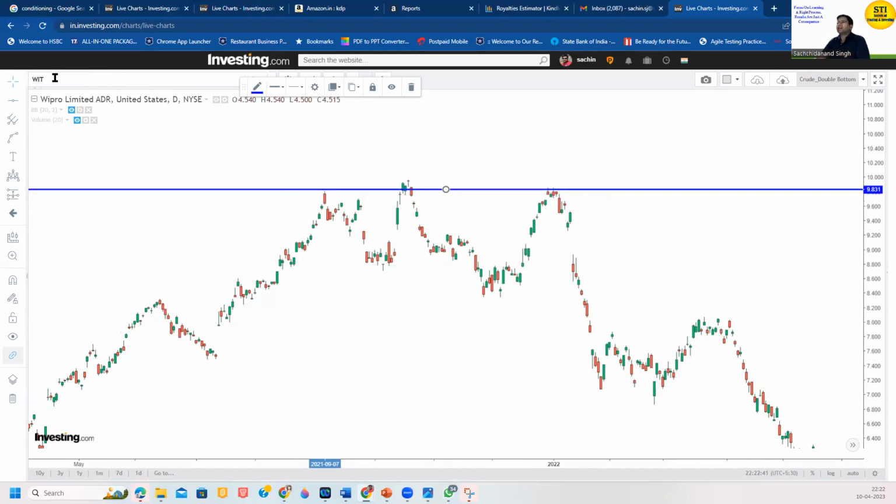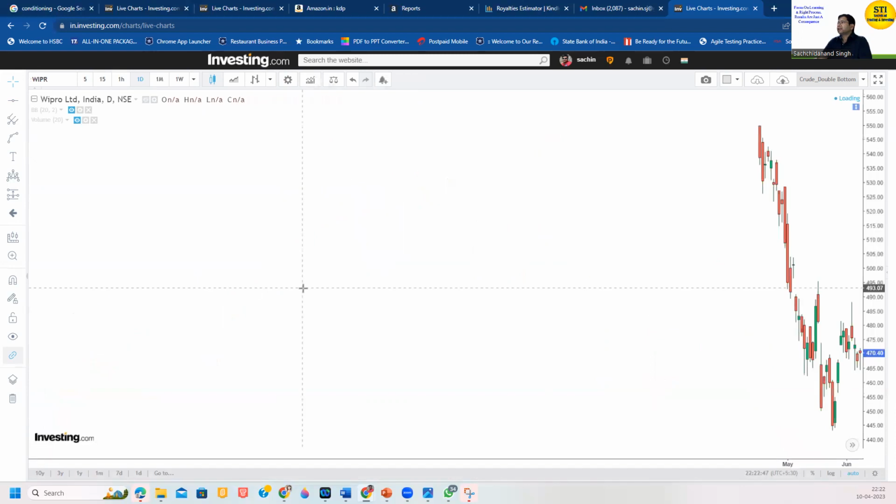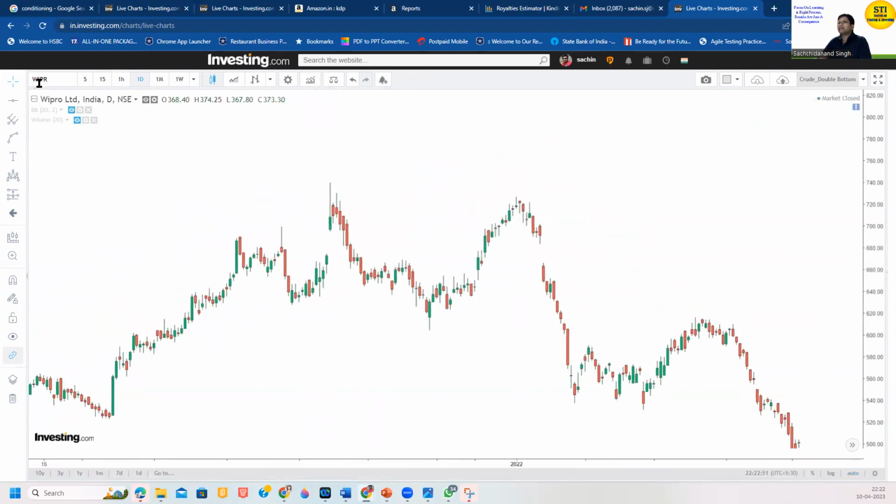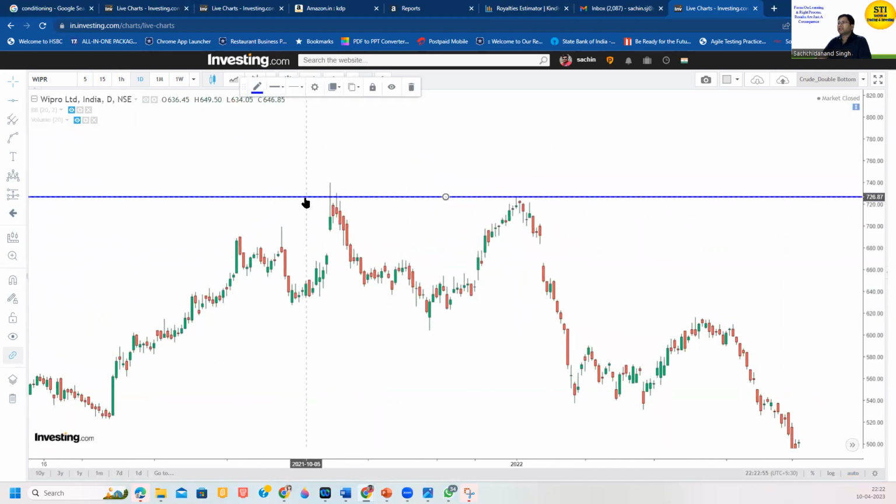No, this is the US listing of Wipro. I was looking at the Indian one. Sorry for that. The chart will be similar. Yes, if you look, the charts are similar, not much of a change. For study purposes, we could have used both charts. That is fine. Okay.